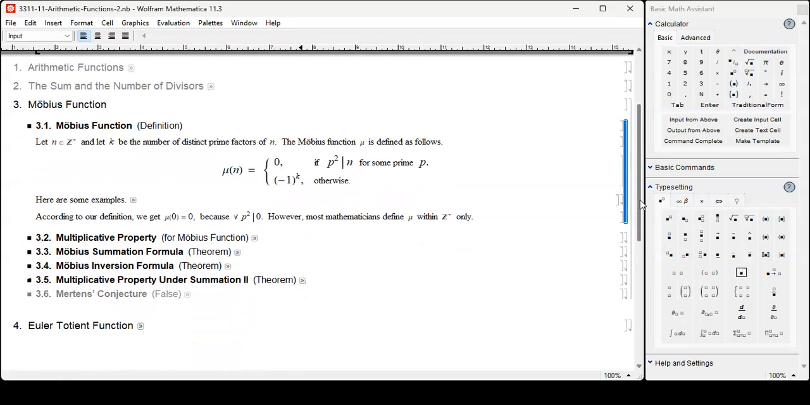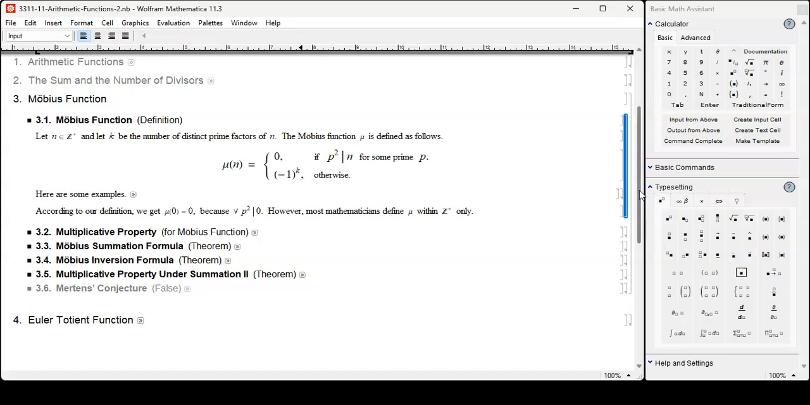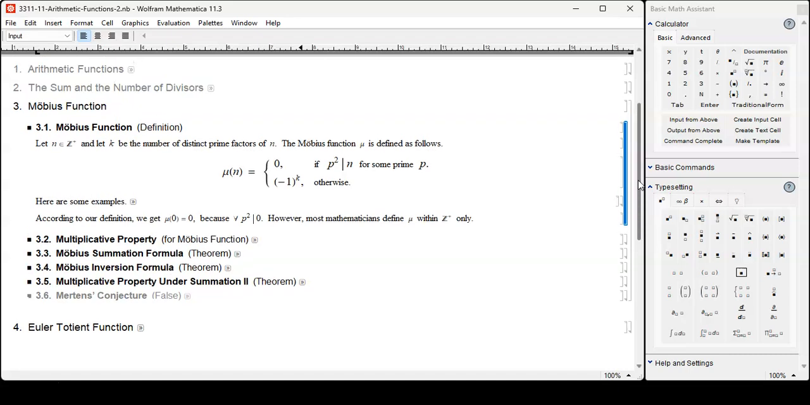Here's a definition. Given positive integer n, let k be the number of distinct prime factors of n. Remember the fundamental theorem? Any positive integer can be uniquely decomposed as product of primes. If n is 1, then there's no prime, so k value will be 0. Otherwise, there will be some positive integer number of prime factors. That's going to be your k value. And then we defined the value of Moebius function mu like this.